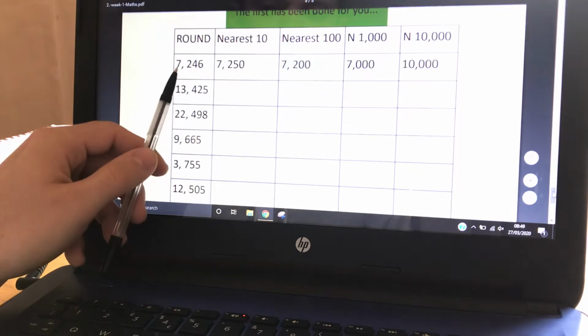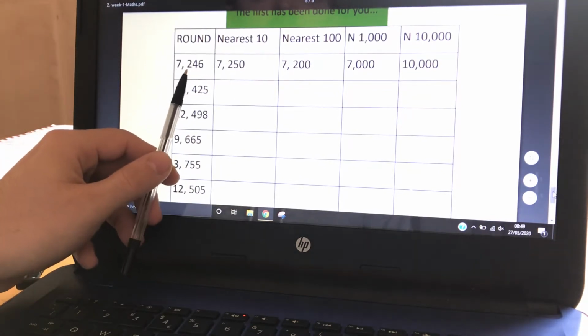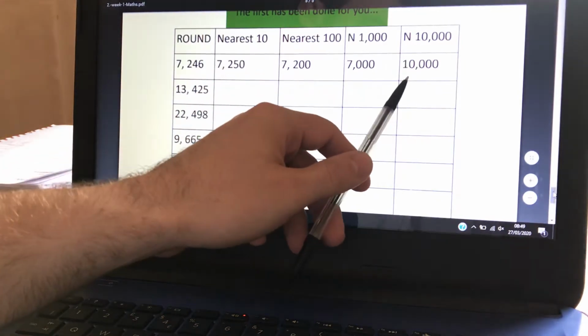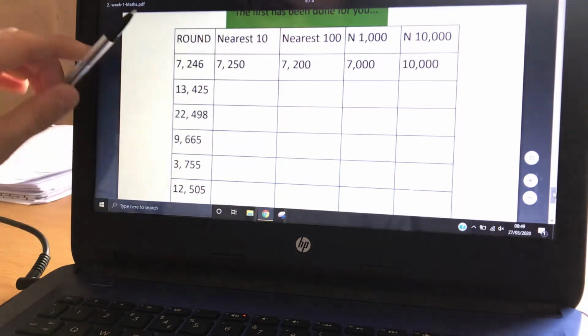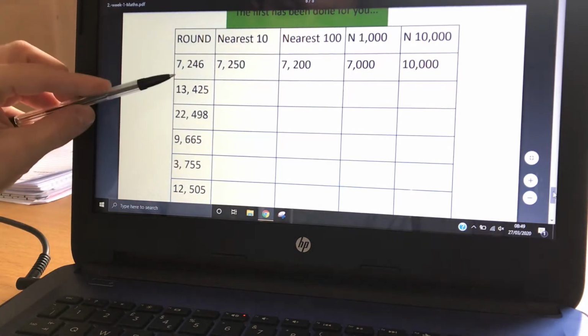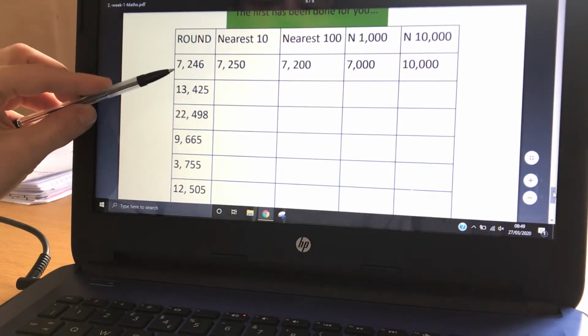Nearest 1,000, here's your 1,000 column, look at the number before, that's a 2, that's going to round down, so that's going to make it 7,000. Nearest 10,000, well, you look at the 10,000 column, which there isn't one, so look at the number before, which is the 7, rounds up. So, let's have a look at the answers for this one.